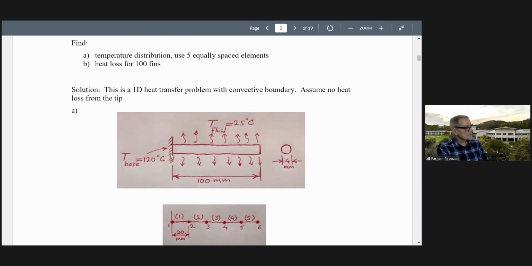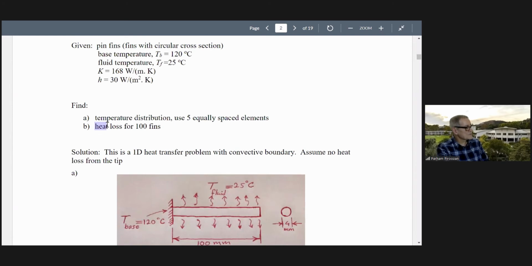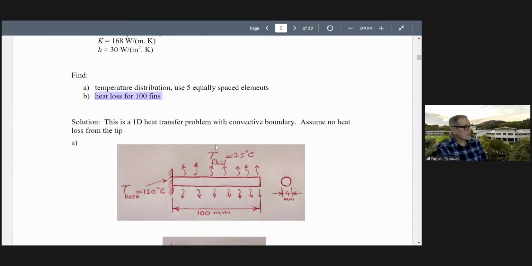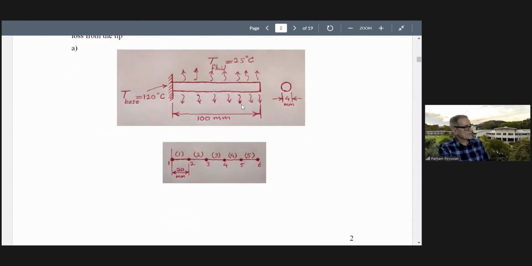We want to use 5 elements, divided into 5 equal length elements. We want to find the temperature distribution, and at the end also we want to find the heat loss for 100 fins. You have 100 of them. You want to see how much heat we remove. All right, this is our model: 6 nodes for 5 elements.